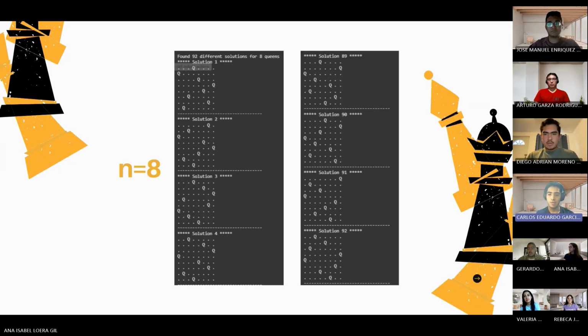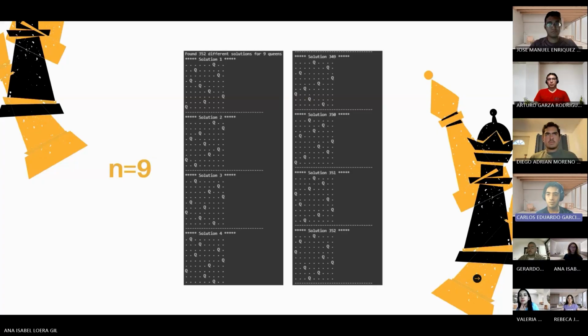As my classmates said, the number of solutions increases exponentially. So we have 92 for n equals 8. For n equals 9, we have 352 solutions. And as with the previous ones, we are only showing the first 4 and the last 4 solutions.